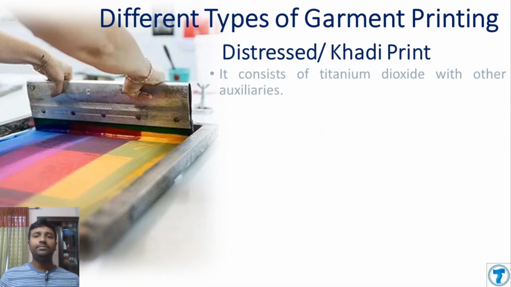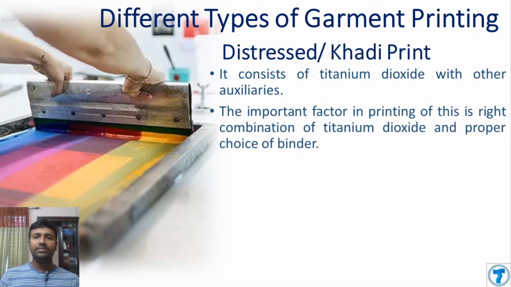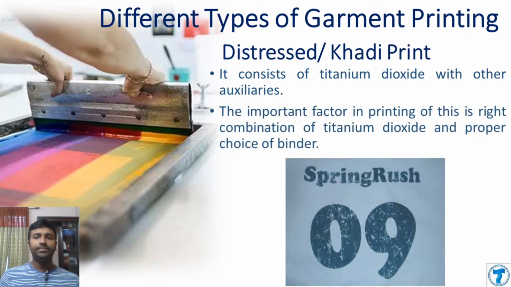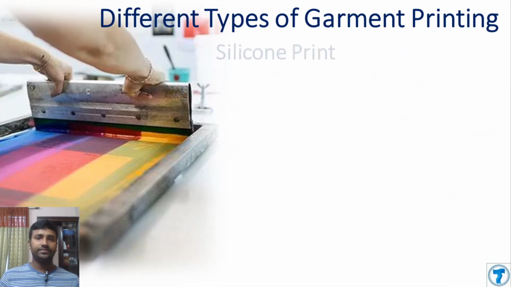Distressed or khadi print. It consists of titanium dioxide with other auxiliaries. The important factor in printing this is the right combination of titanium dioxide and proper choice of binder. It gives a wash look to the garment printing.